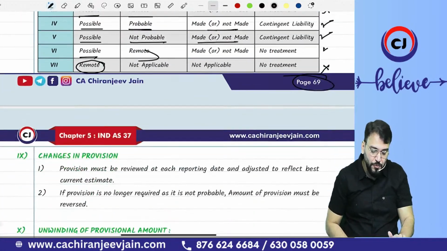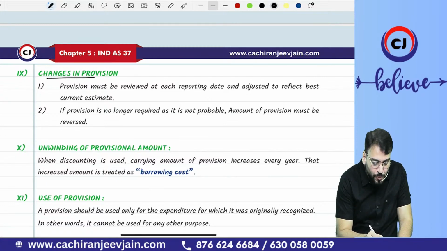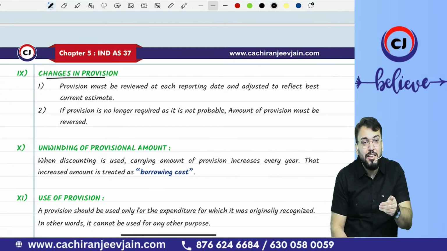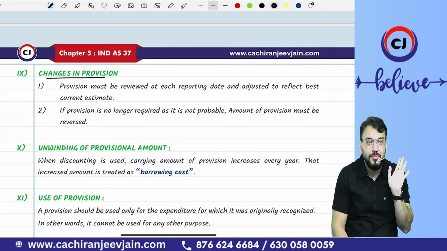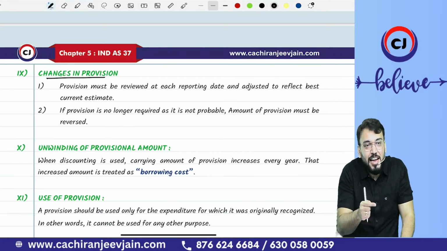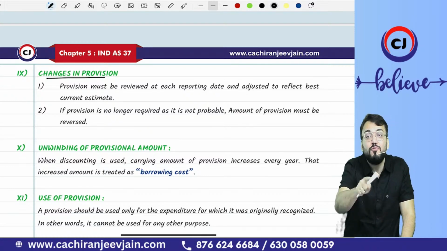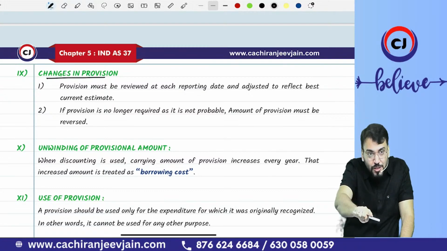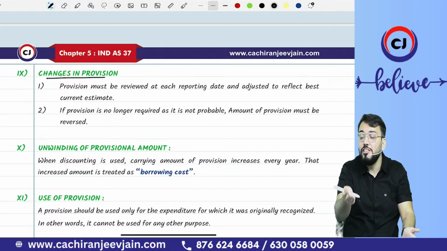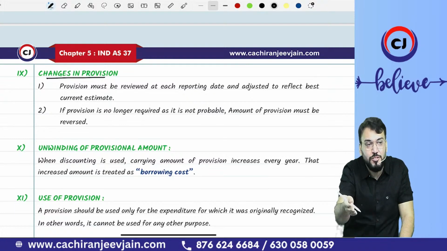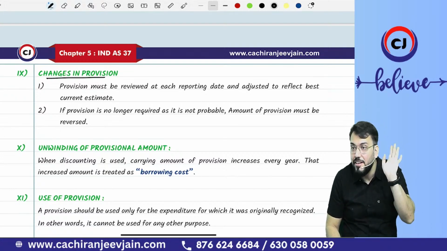Now come to the next point. So we have understood onerous contract also. Now come to some small point. Changes in provision. Of course, can I say provision should require reassessment at the end of each reporting period till it is actually settled? Means at the end of each reporting period we should reassess the amount of provision due to new information or new development, and that will be changes in accounting estimate. So it is quite possible we need to increase the amount of provision or decrease the amount of provision, and if provision is no longer required, reverse it.